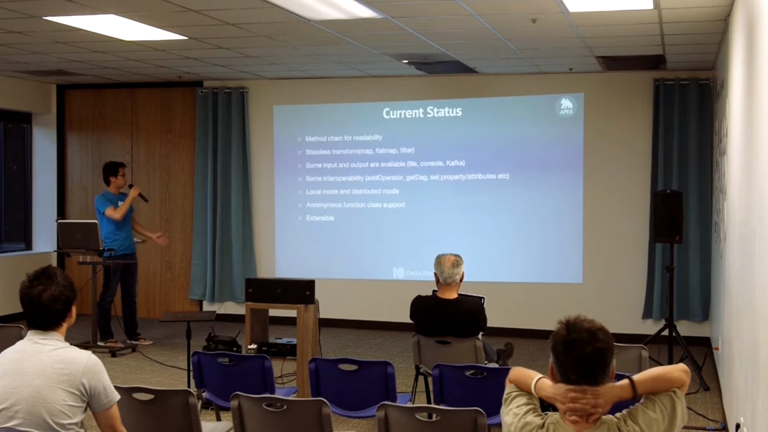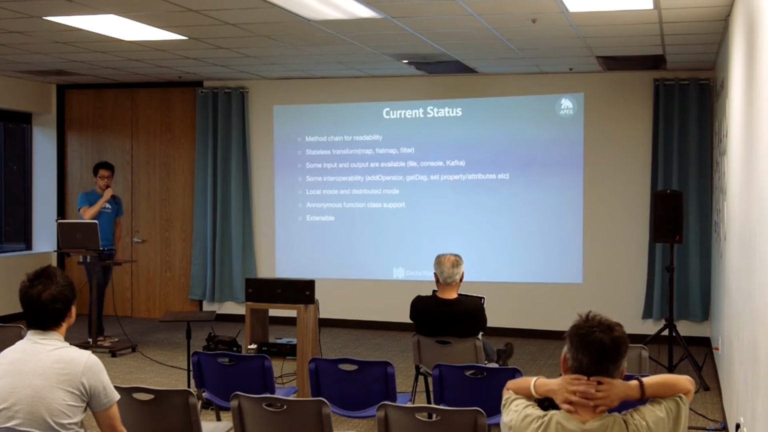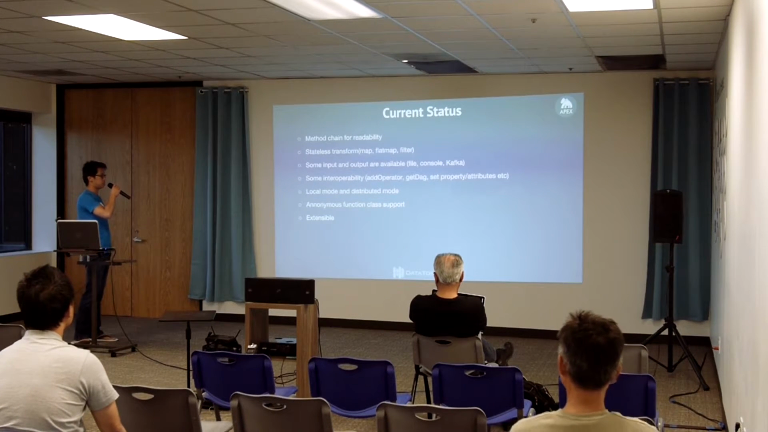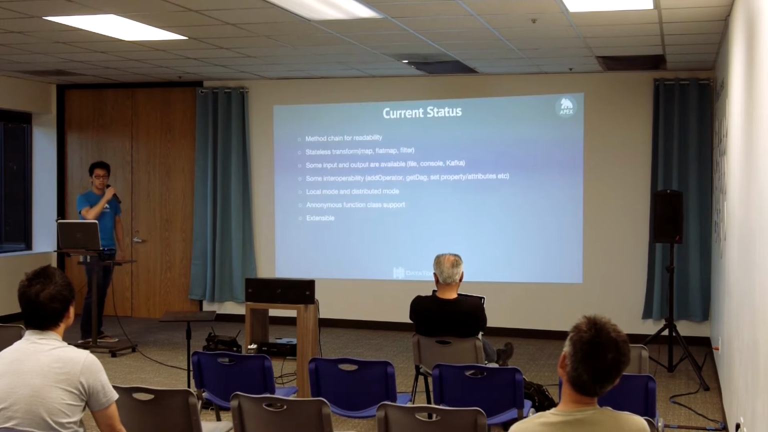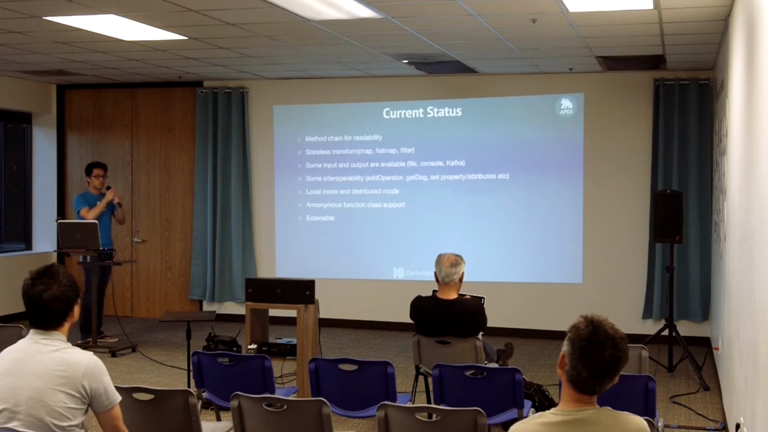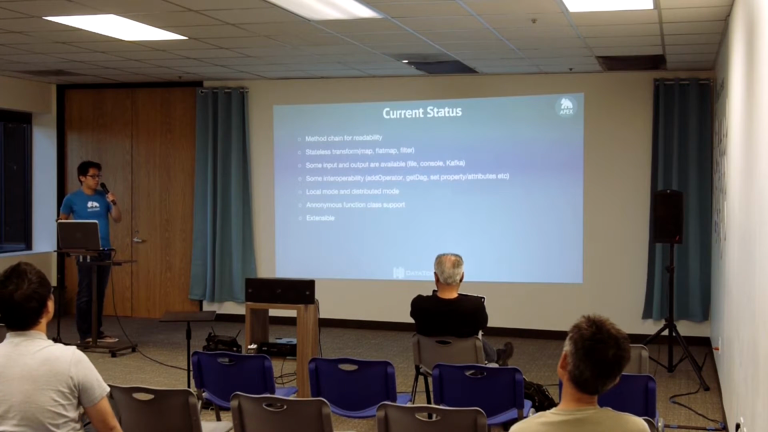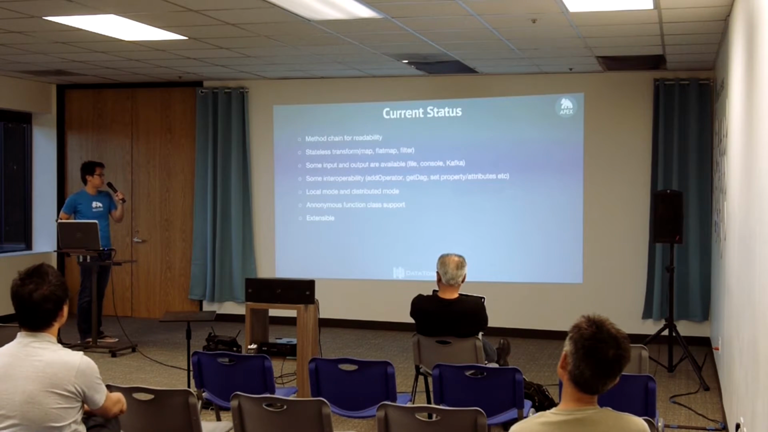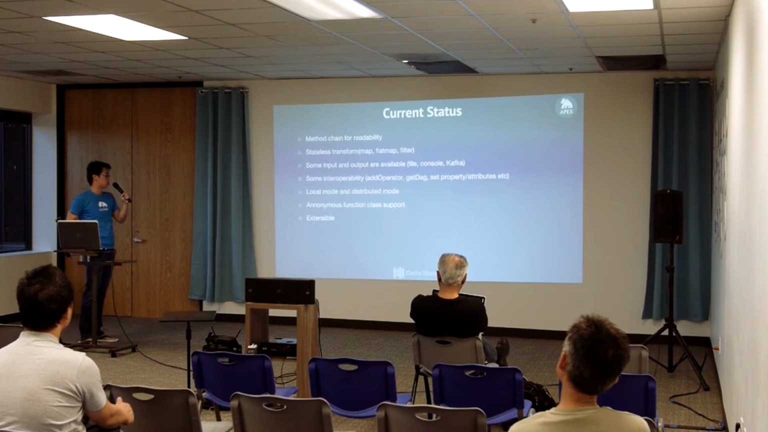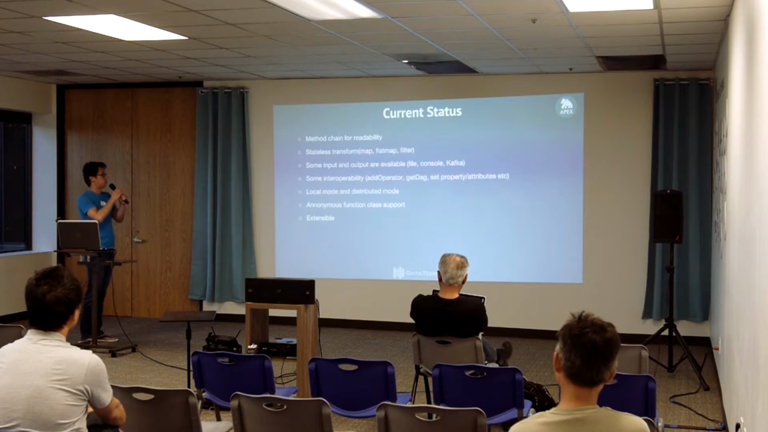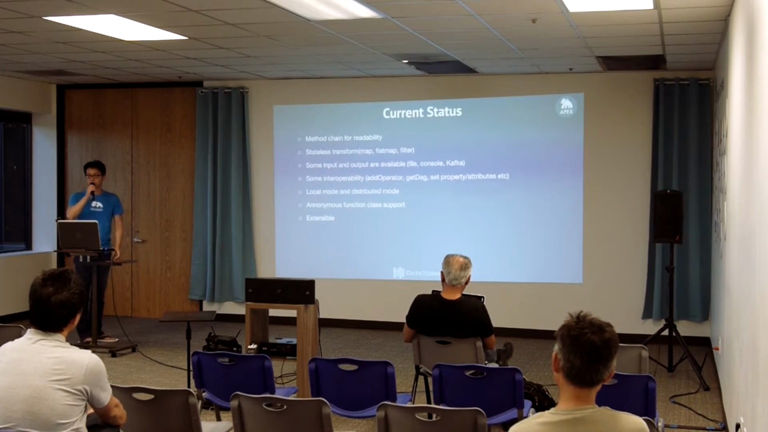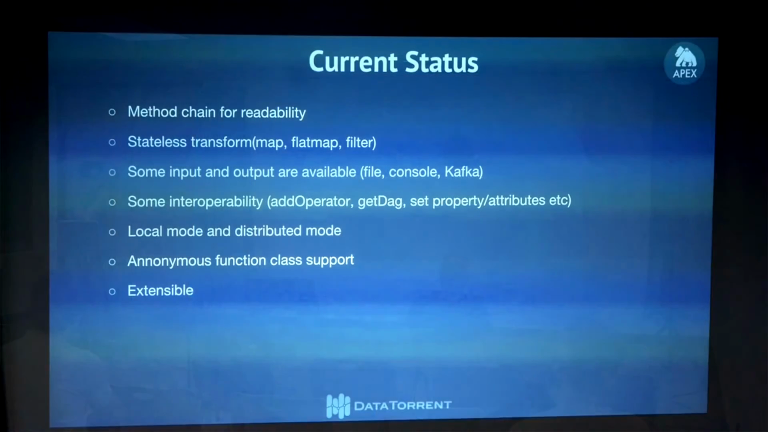And also the interoperability with the old system is already there. You can add operators, get the DAG, and set attributes, properties, and so on and so forth. And also you can run the DAG with the streaming API in either local mode or distributed mode. And also the anonymous function is supported, so you can write something like a lambda expression in Java 8.